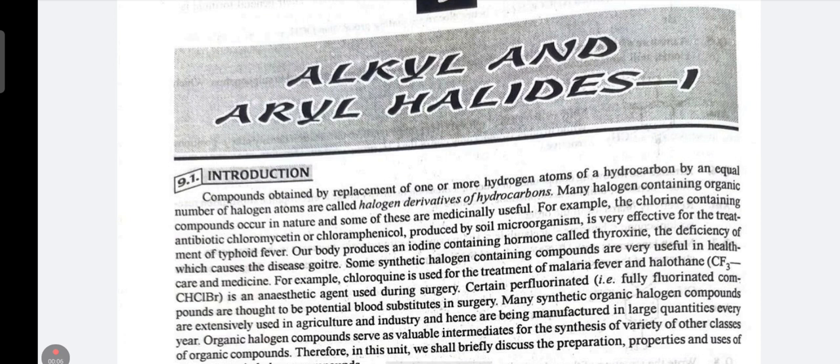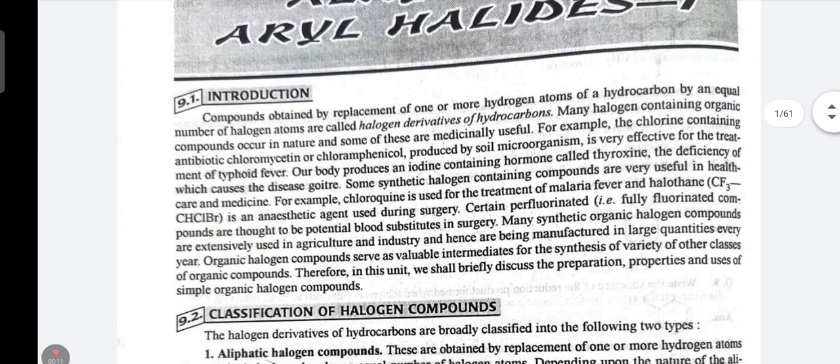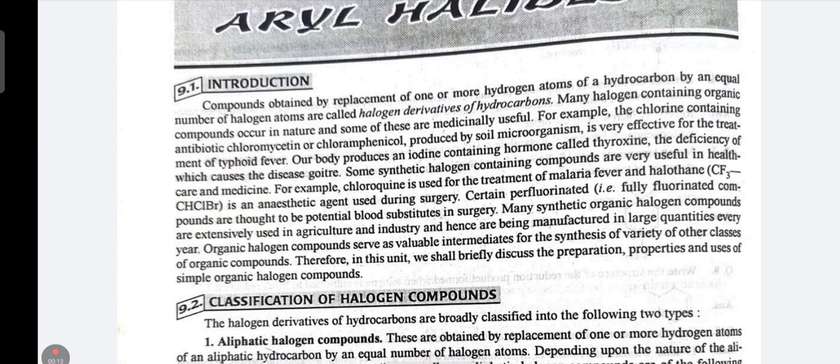Today I will discuss the topic alkyl halide. Let's start our topic. Firstly, we have the introduction of this topic. Compounds obtained by the replacement of one or more hydrogen atoms of a hydrocarbon by an equal number of halogen atoms are called halogen derivatives of hydrocarbon.